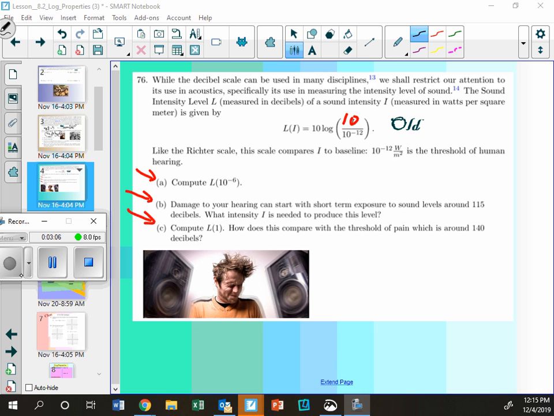I'm noting in part B that it says 115 decibels to get permanent damage to your hearing can start with short-term exposure to sound levels around 115. I think since this thing was published, they've actually decreased it to 110. When I looked it up, old rules, new rules, I think they realized our ears are more sensitive than we thought. So even 110 will cause damage. They're talking a very small amount of damage, but why would you want to be permanently damaged for the rest of your life?